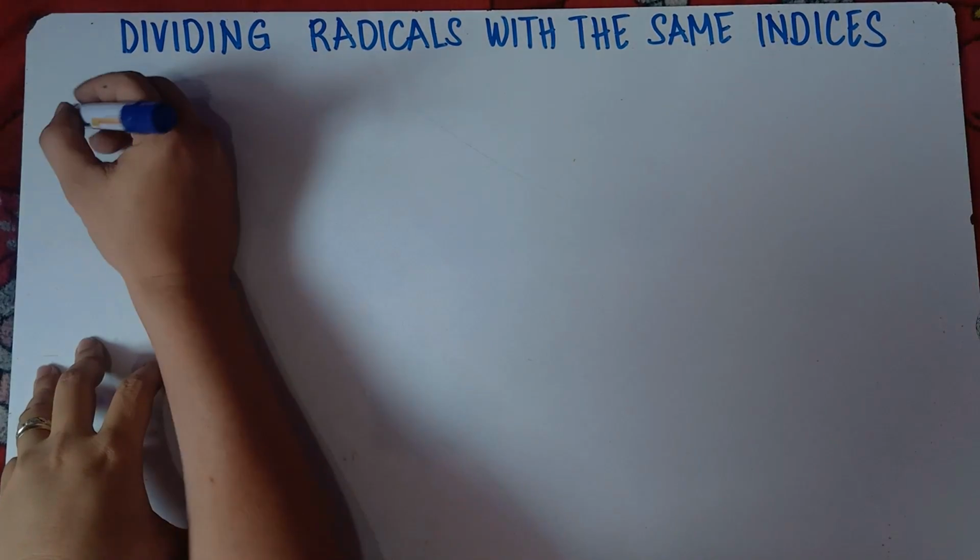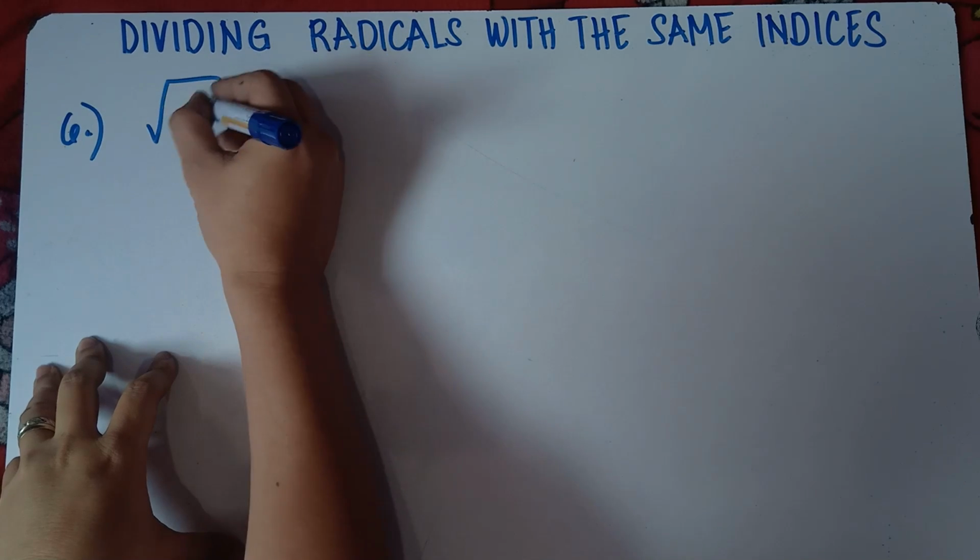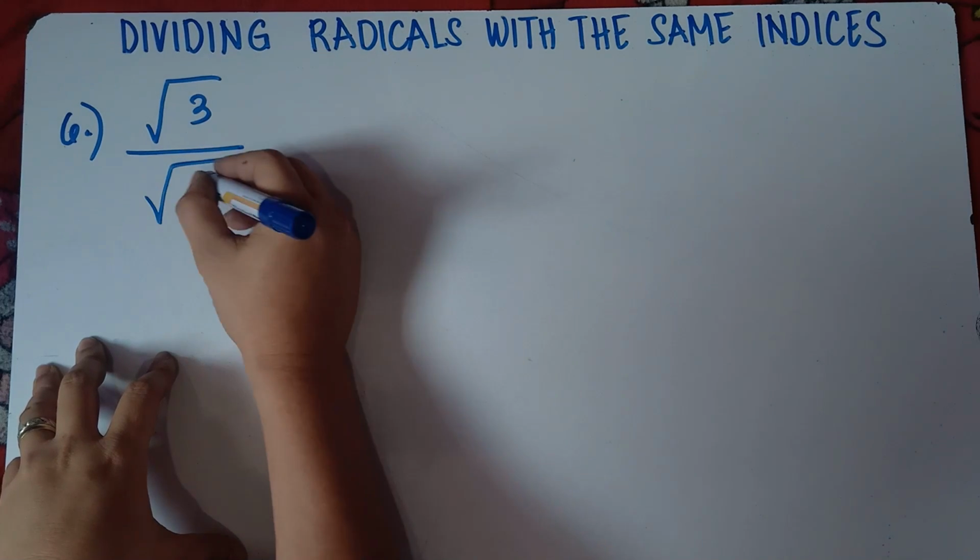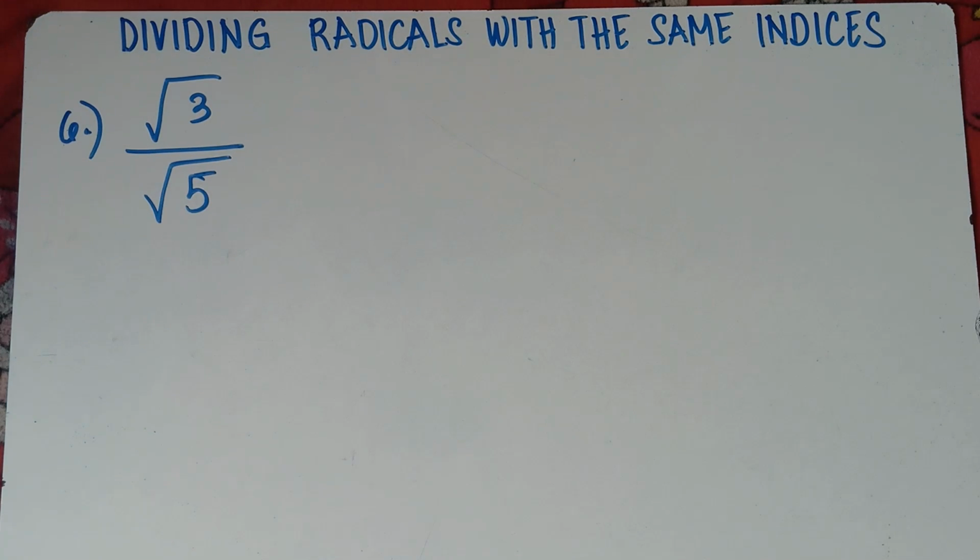Alright, so let's try number 6. What if we have the square root of 3 over the square root of 5? In this scenario, class, we cannot divide 3 by 5. So the thing that we'll do is we need to rationalize. To rationalize is to remove the radical symbol on the denominator. Why do we need to do that? Because in radicals, you are not allowed to have a radical on the denominator in your final answer.